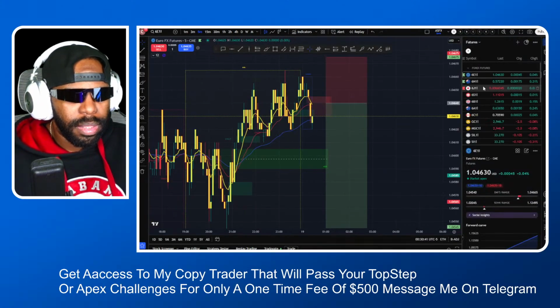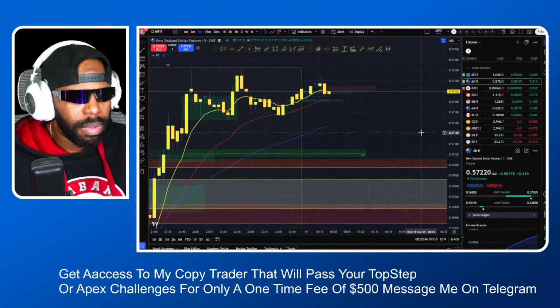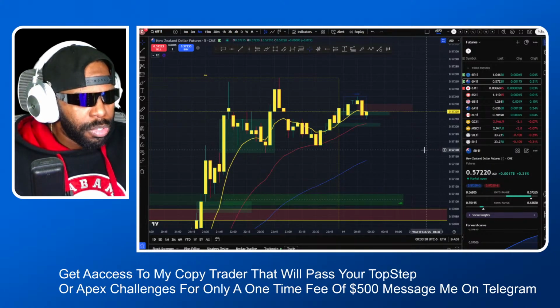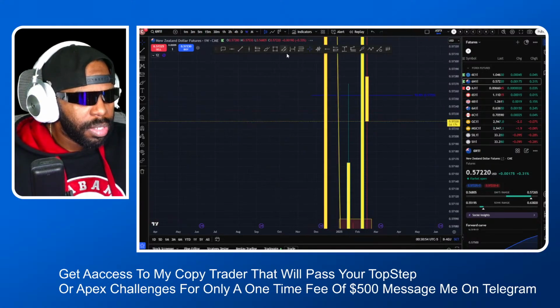But let's take a look at another pair. Let's take a look at this pair here. So this is New Zealand dollar futures. Okay, so let's start from the weekly. Let's see what type of trend we're in.